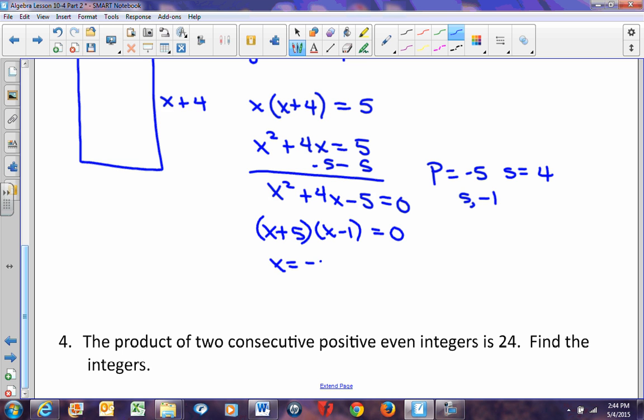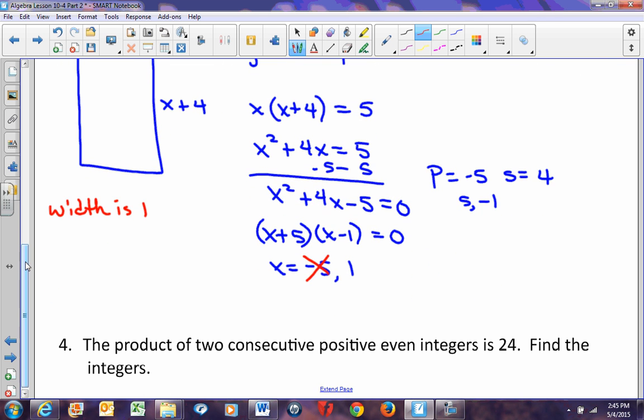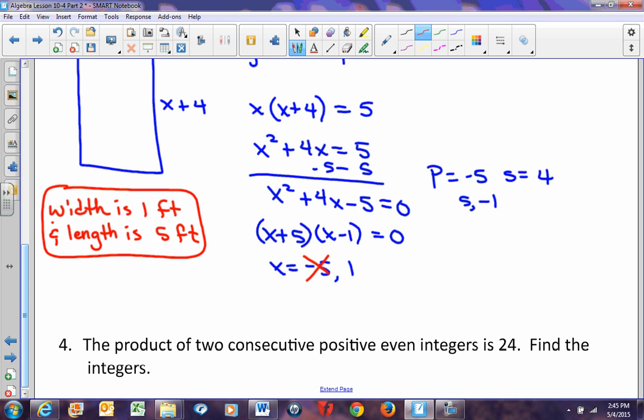So x can equal negative 5 or positive 1. Now let's think about this. Can we have a negative length? No, we cannot. So again, negative 5 gets crossed off. The negative number can't work because you can't have a negative length. Therefore, x can equal 1, so my width is 1, and I forgot my label, foot, and the length is 1 plus 4, which is 5 feet. The width is 1 foot, and the length is 5 feet.